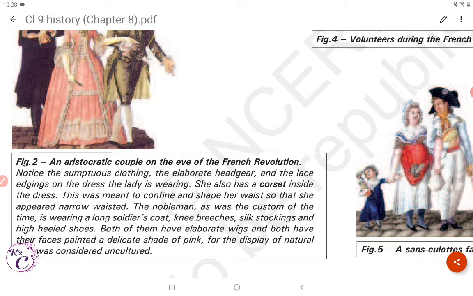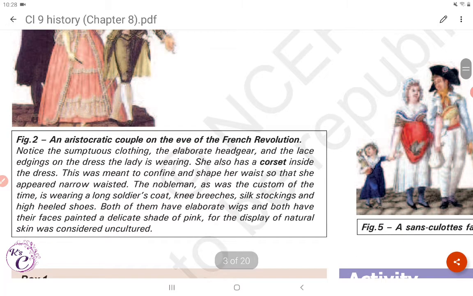Notice the sumptuous clothing, the elaborate headgear, and the lace edgings on the dress the lady is wearing. She also has a corset inside the dress. This was meant to confine and shape her waist so that she appeared narrow-waisted.